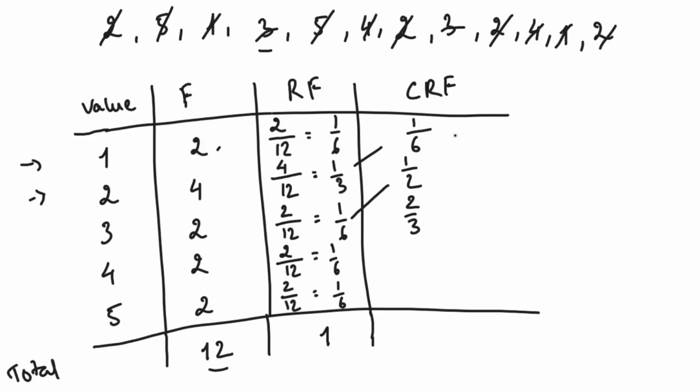The next one you want to find, you just add these two values, 2 over 3 and 1 over 6, and it's going to be 5 over 6. And for the next one we will add it up, so it's going to be 1, right?